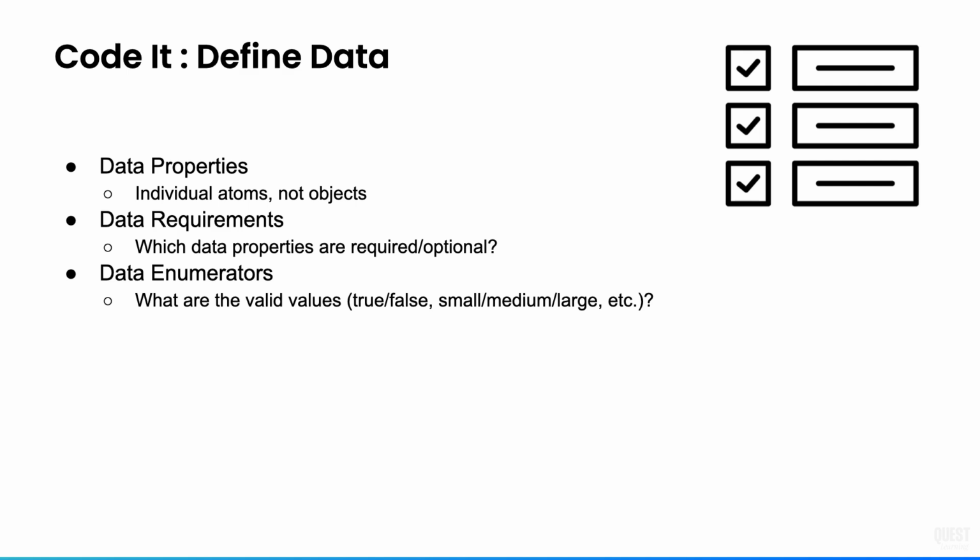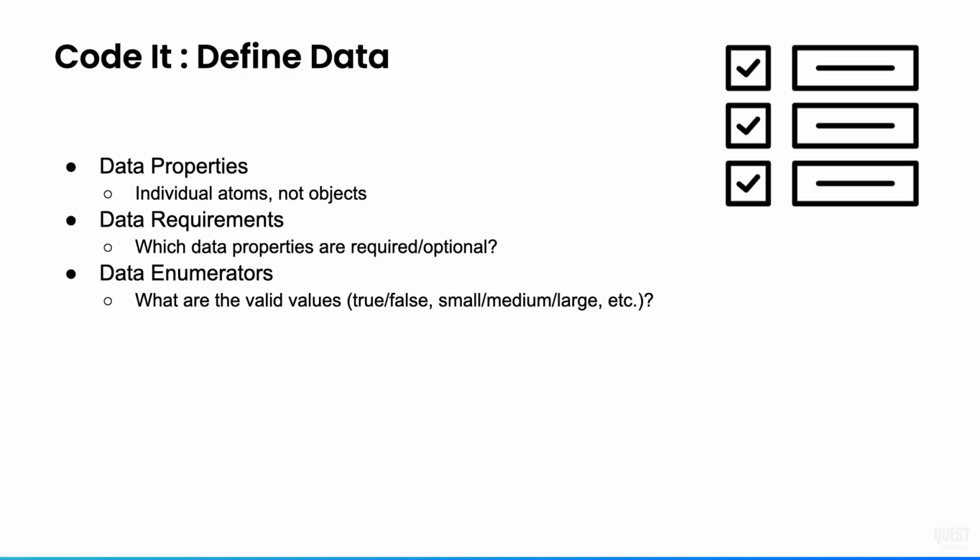We also need to know about the data requirements. Which data properties are required or optional when creating or editing an individual to-do record? We have to establish that as well. Finally, do some of the data properties have enumerators? Do they have a limited set of possible valid values? For example, in our case, the status has an enumerator.